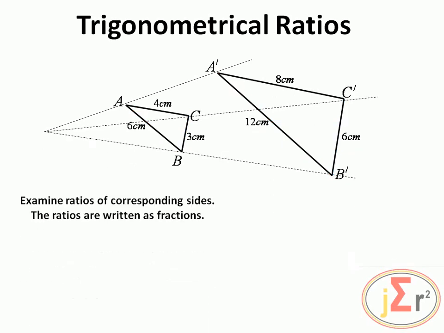And if we examine another set of sides, we'll end up with the same situation. This time we are saying AC over BC, and that is 4 over 3. Then A prime C prime over B prime C prime, we get 8 over 6. We have these sides indicated here and marked, and if we reduce this fraction 8 over 6, the ratio turns out to be 4 over 3. And of course, we are looking at corresponding sides, and they are indicated by the red and blue lines.